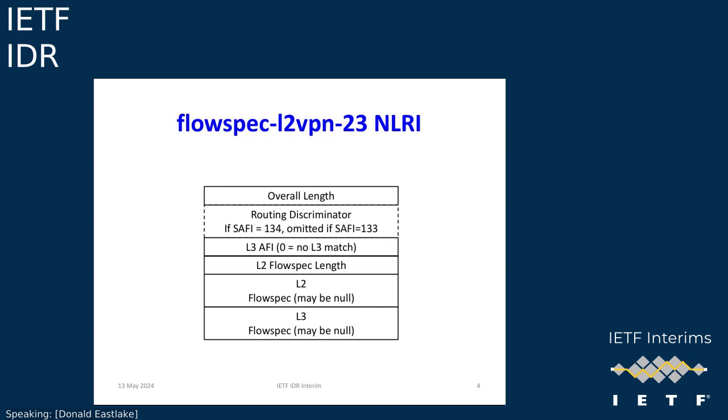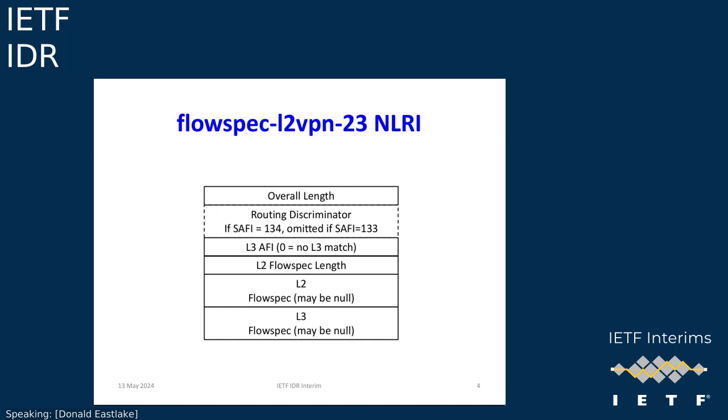So this is what the NLRI looks like. If you have the VPN case, there's a routing discriminator to indicate the VPN that you're trying to match the traffic inside. And if you just want to match directly on the traffic, not in a VPN, that is not present. So it depends on the SAFI. The ordering of the other fields is a little odd. The next thing is an AFI, which is 2 bytes. And then there's the L2 flow spec length and the L2 flow spec.